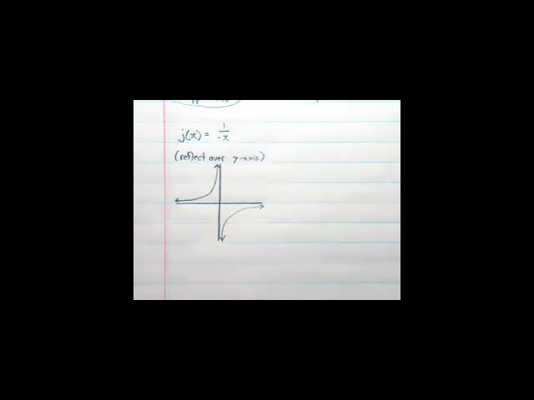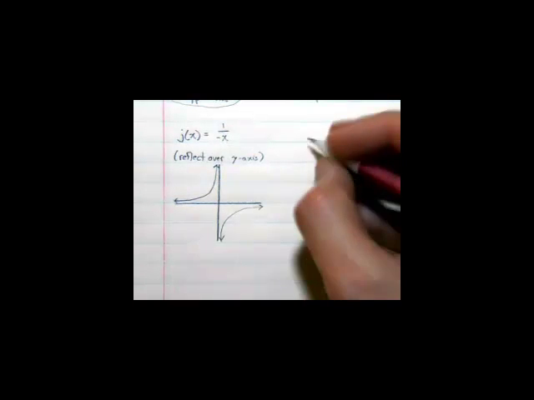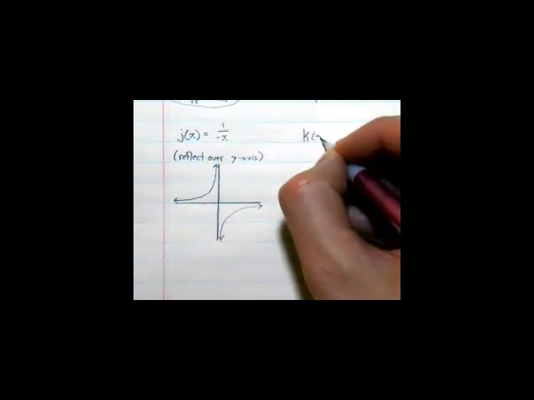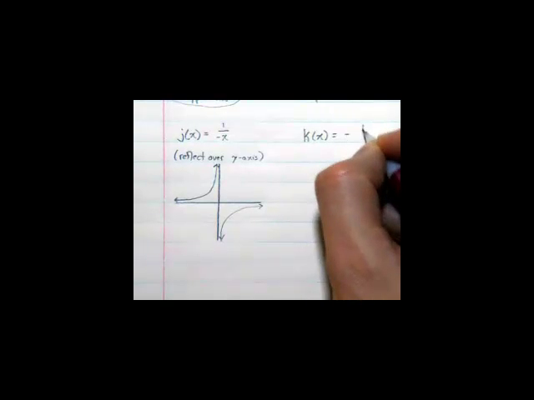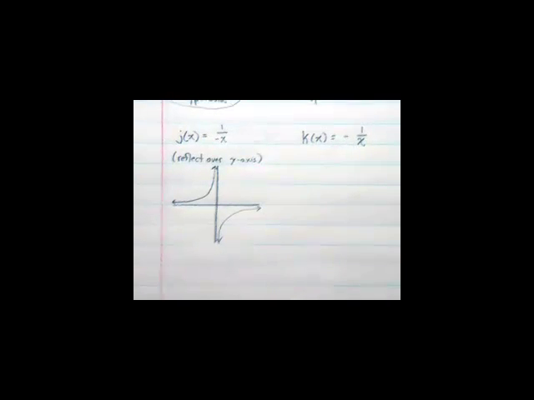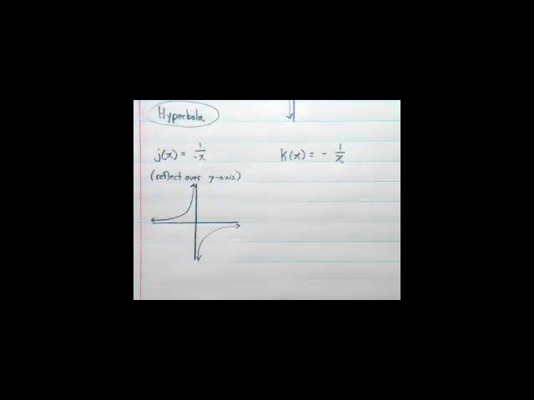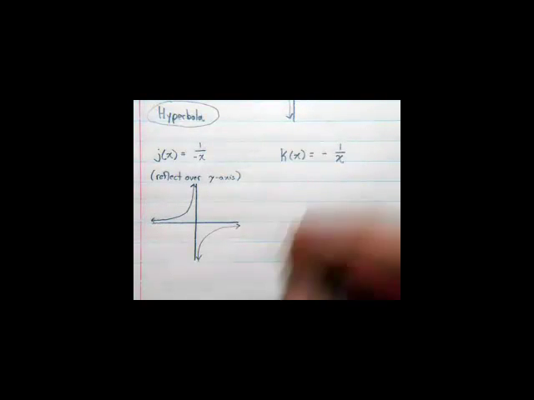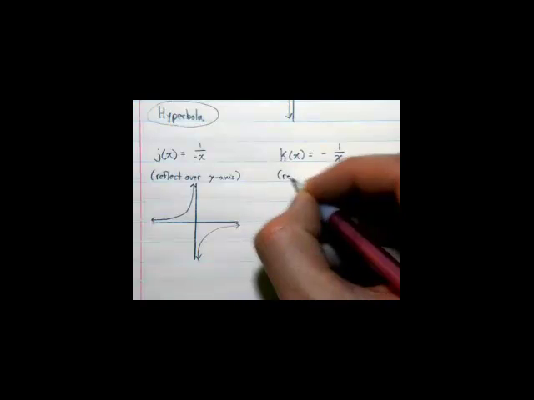Yeah, I was just about to do that one with you. See what you notice. So let's do it one more time. What if I just had negative 1 over x? If you put a negative in front of the entire function, what is that? Reflect over the x-axis.